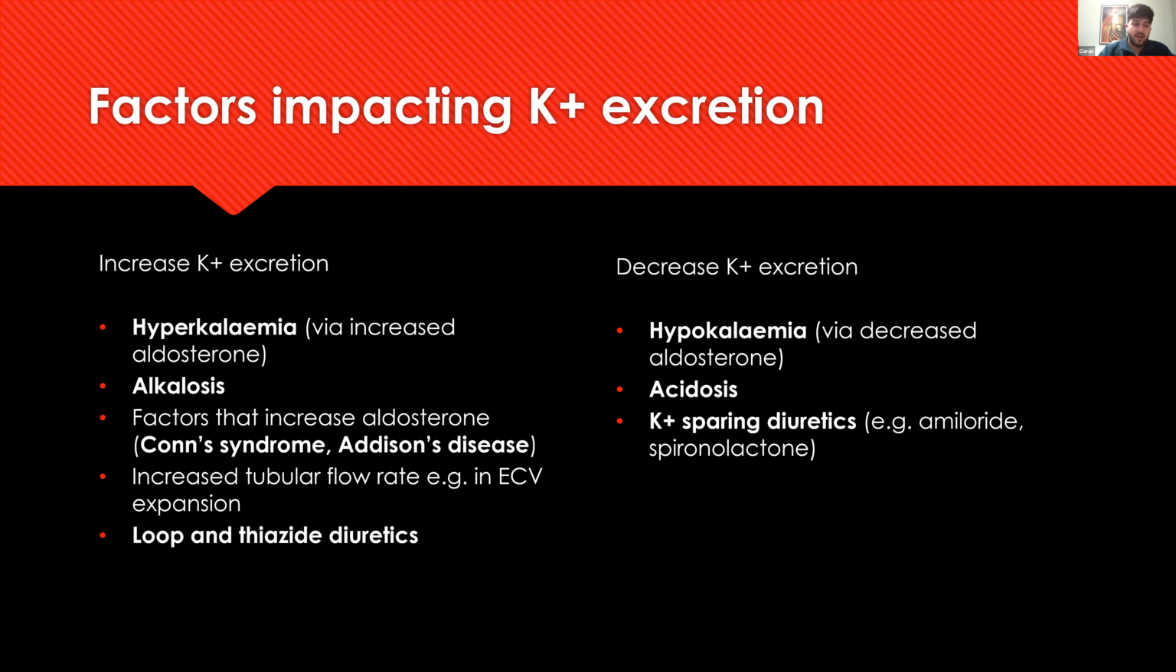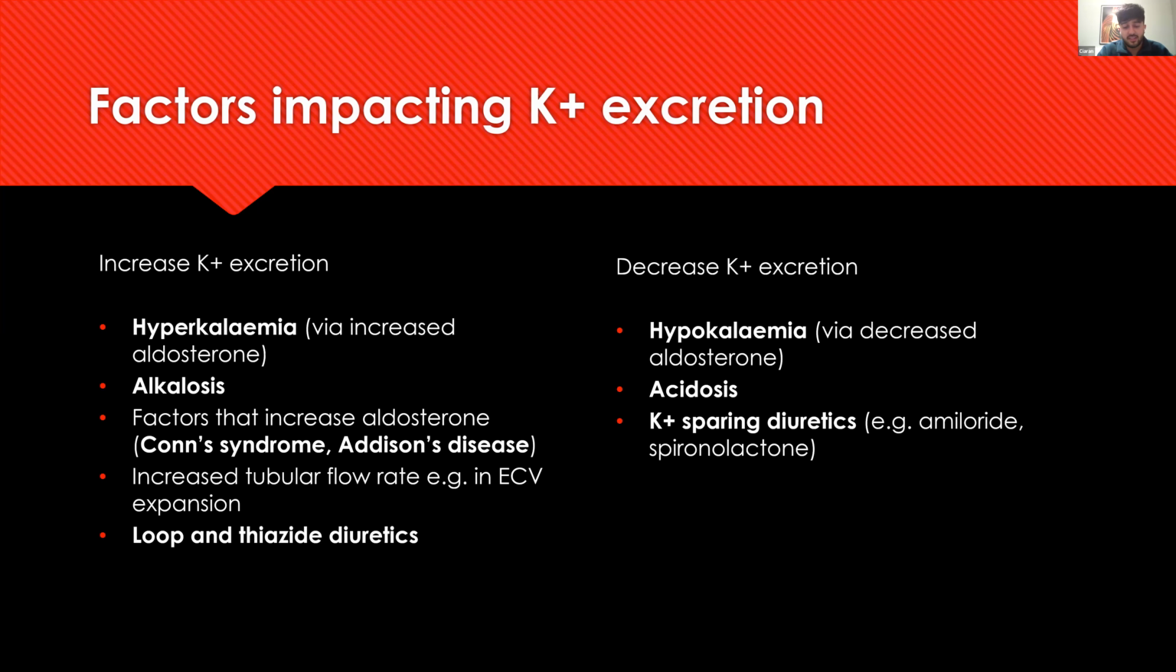But other factors which deleteriously increase aldosterone in an unregulated manner, for example, Conn syndrome, primary hyperaldosteronism, and Addison's disease will increase aldosterone. So Conn syndrome will increase aldosterone. Then we also have increased tubular flow rate. So what that does is when the tubular flow rate through the nephron is faster, that maintains the concentration gradient between the blood and the tubular fluid. And as a result, that results in increased potassium excretion.